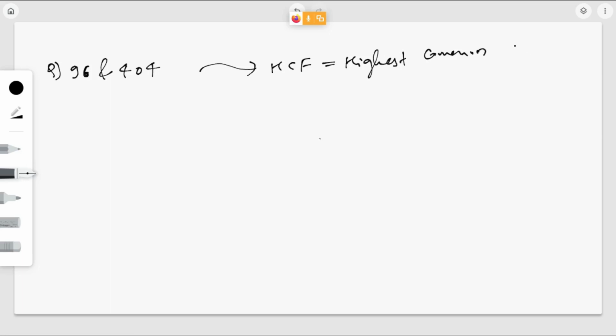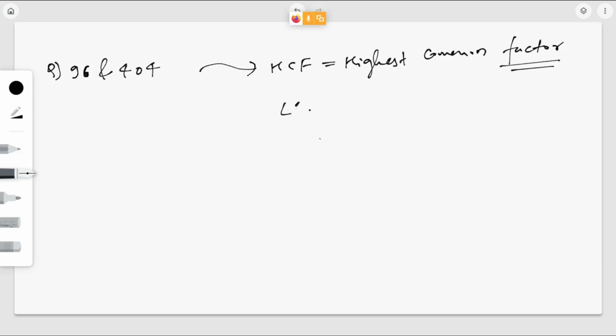So for example, let me take the same numbers, 96 and 404. See here, you are given two numbers, 96 and 404, right? So now you need to find the HCF of these two numbers. What is HCF? Highest common factor. Okay, you need to remember this one. Highest common factor. So what is the key term here? This factor: HCF, highest common factor.